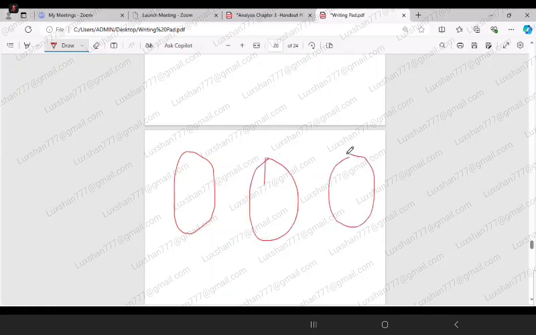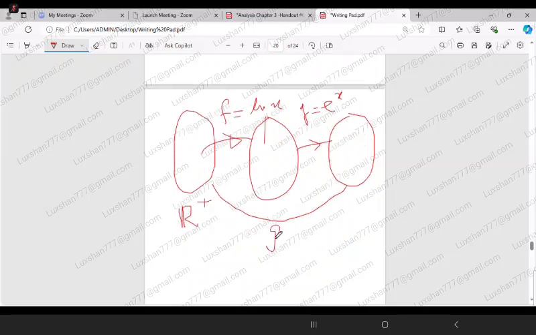So we have three functions. This is actually R plus. This is actually R plus. This is your function f. This is your function g. You are taking it as e to the power x. Now, this function g circle f.